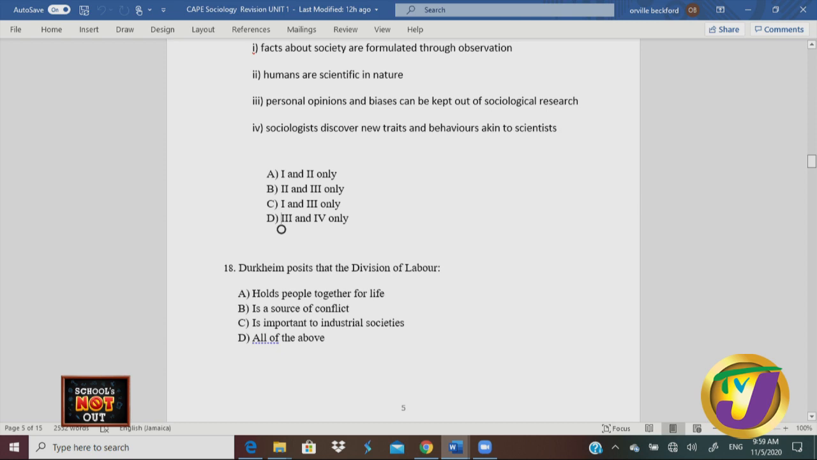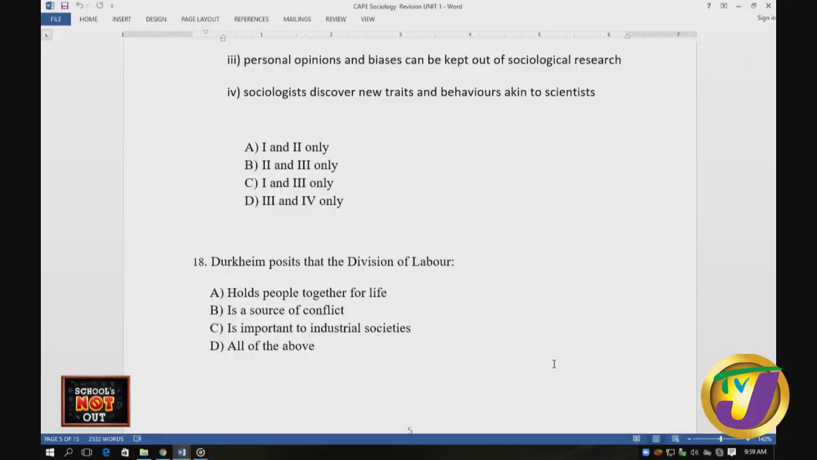Last one, Durkheim posits that the division of labor is, now if you remember Durkheim again, he did the majority of the work on functionalism. Hold people together for life, is a source of conflict, is important in industrial societies, all of the above. When we return, we will continue.